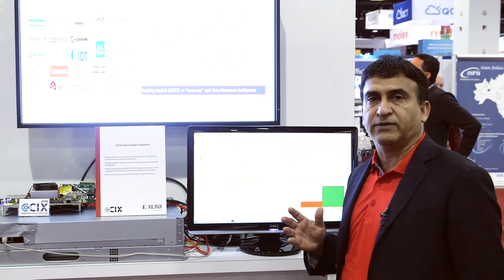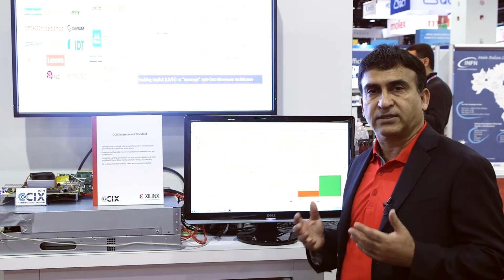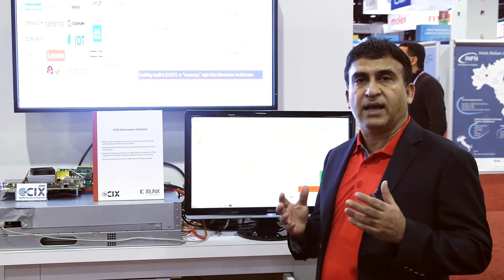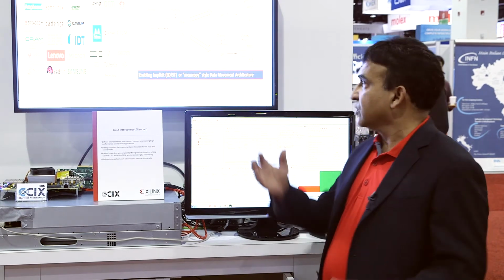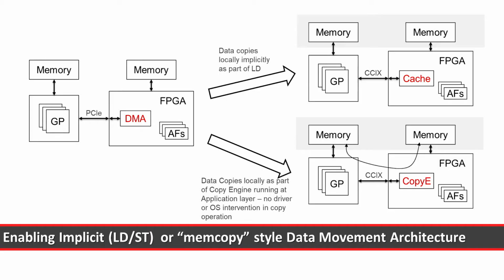Essentially what we want to achieve is that as acceleration technologies start to get deployed for server acceleration, we want to make the data sharing between the host and the accelerator as seamless as it is between two processor cores. So what we are showing here is that in case of C6 now, the data can move implicitly because of a load operation and get cached locally, or the data movement becomes like a simple copy operation done at the application layer. There is no driver involvement and there is no OS support needed for that.